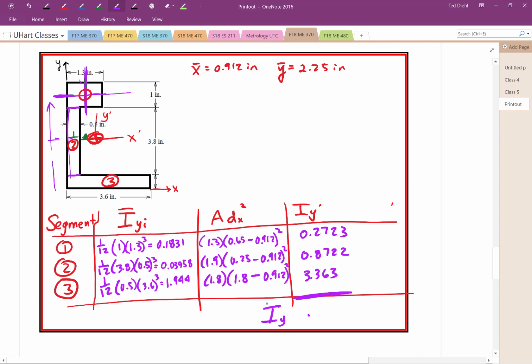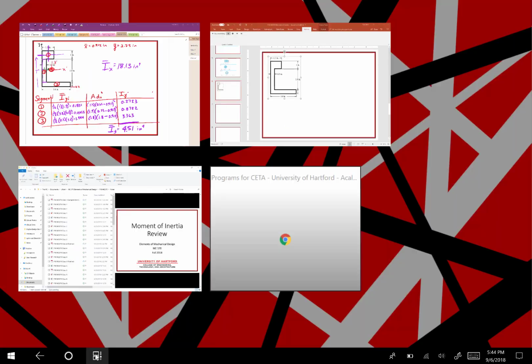Now we're going to get Iy of the whole thing about its centroid, which is 4.51 inches to the fourth. So it apparently has a much smaller moment of inertia. We got both previously. The moment of inertia about the x centroidal axis was 18.13. So it's significantly more about the x-axis than it is about the y-axis. So that's the end of my spiel here. Hopefully that'll help you. That's a refresher, to give you the tools to get back and do the homework problem. Thank you.